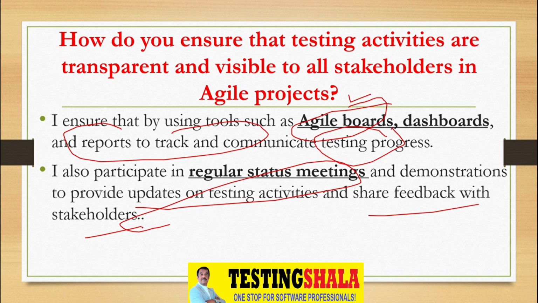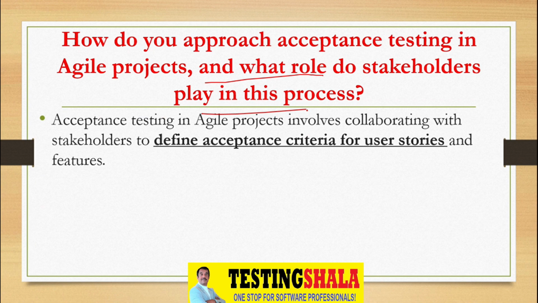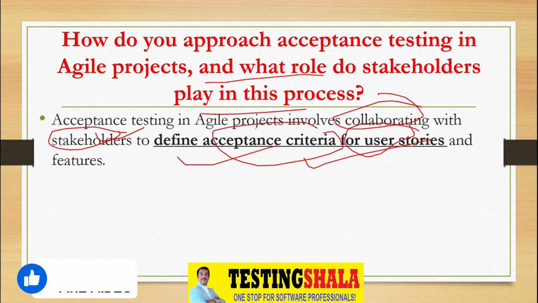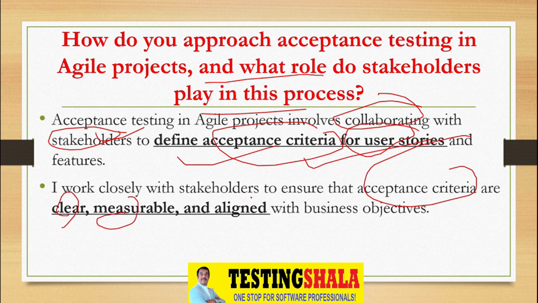How do you approach acceptance testing in Agile projects? Acceptance testing in Agile projects involves collaborating with the stakeholders, which helps us define acceptance criteria for every user story. Without involvement of stakeholders, definitely we cannot define the acceptance criteria ourselves. We have to work with the stakeholders and get the buy-in from them. What do they really expect from that given user story? By working closely with the stakeholders, only then can we define acceptance criteria which are very clear in nature, measurable, and aligned with the business objectives as well.